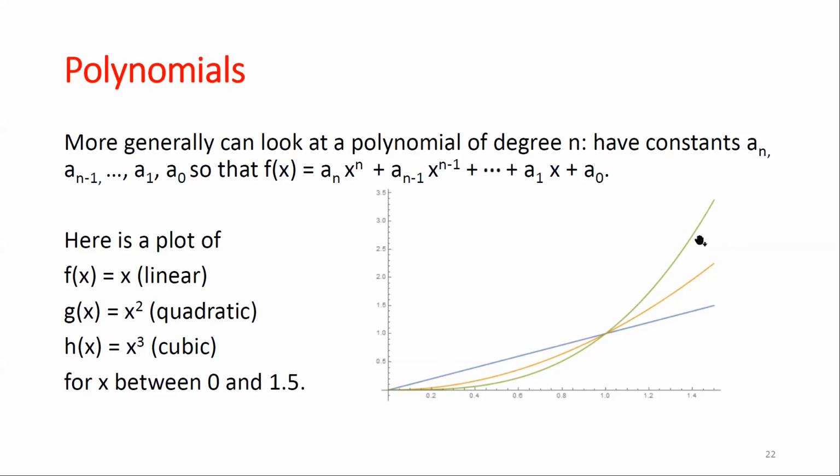The top. So the top is x cubed. What's the middle? x squared. And what's the bottom? Well, you know the bottom one has to be x because it's a line. It's a line, and there's the line.